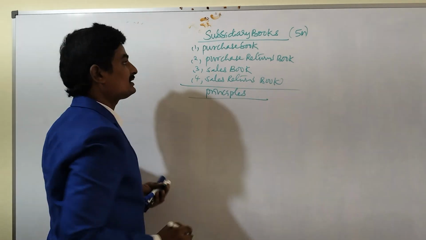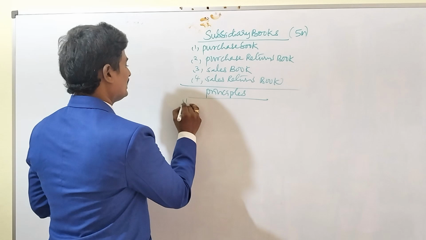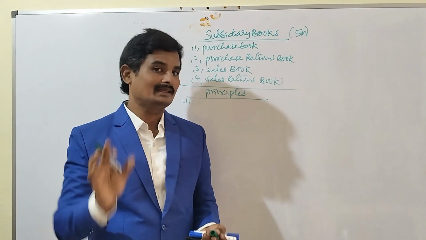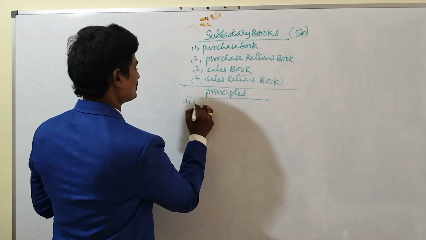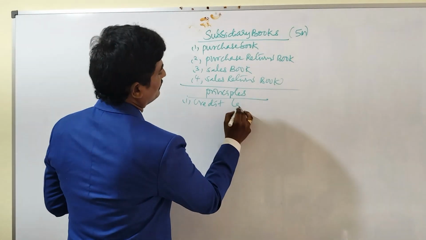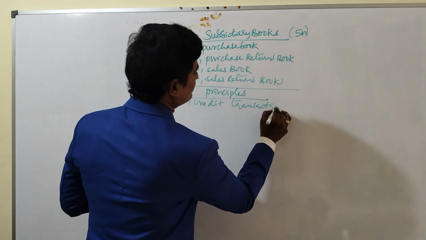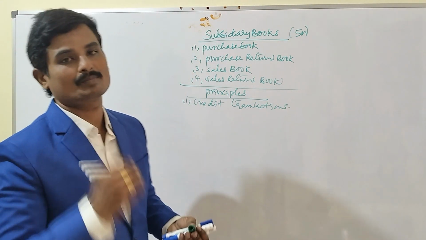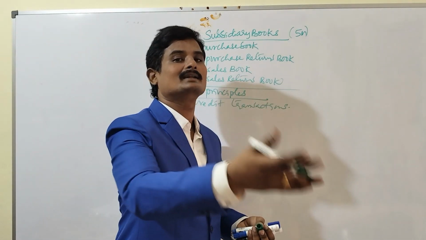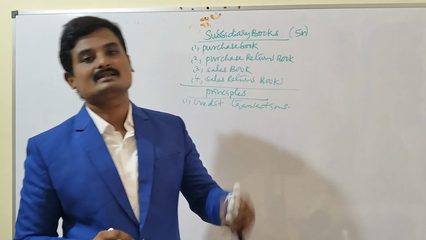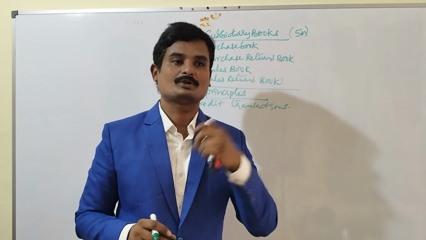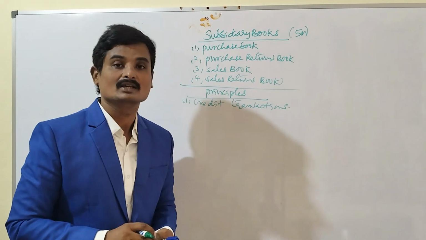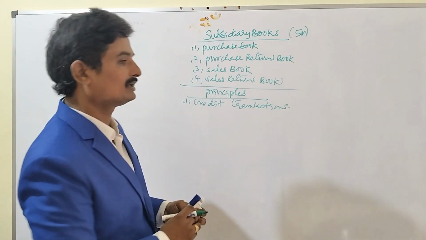To prepare subsidiary books, we record only credit transactions, meaning the transactions linked with persons. For example, purchased goods from Anil for rupees 10,000, purchased goods from Rajesh for rupees 5,000, like that. That type of transactions only are to be recorded in this book.